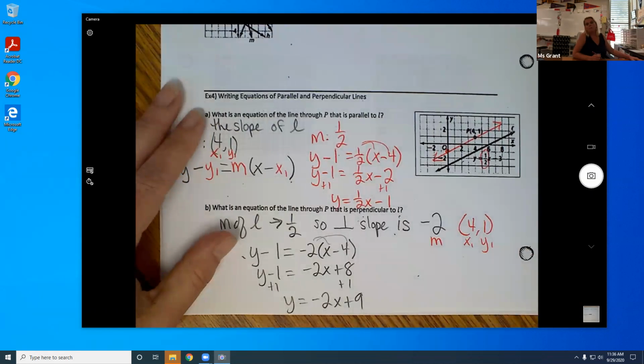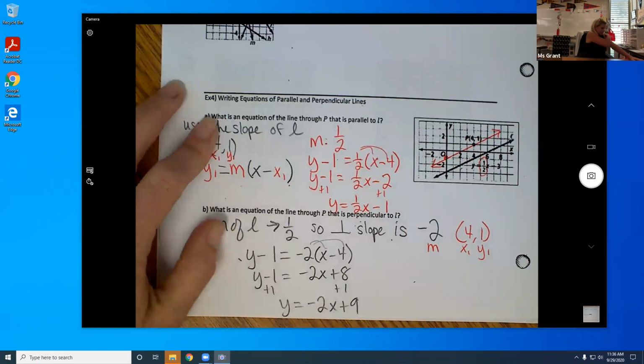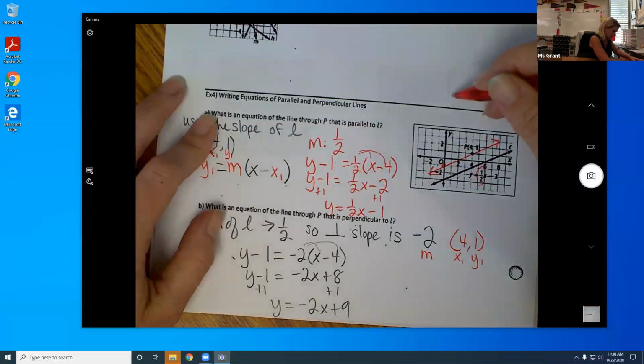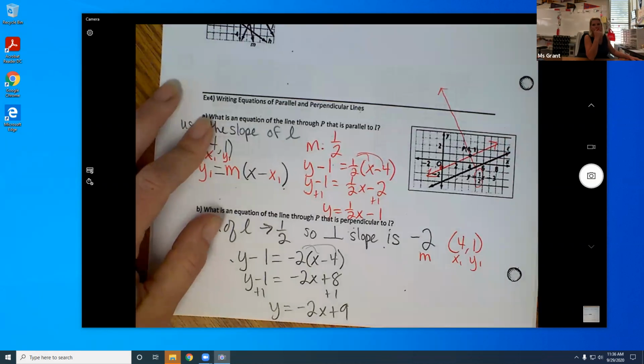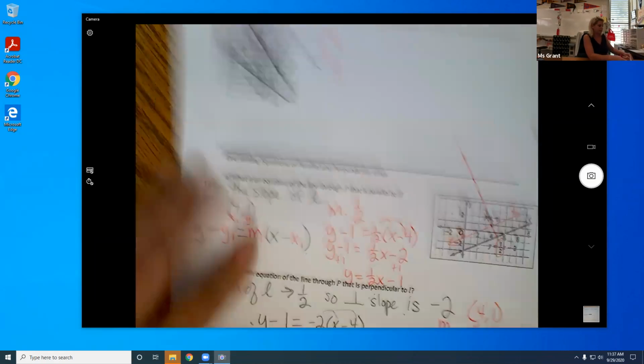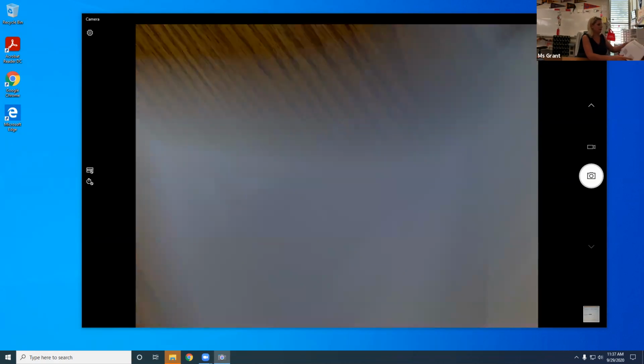So I worked it out. -2x plus 9 is the equation that's perpendicular, and I can't even get a y-intercept of 9 on my graph. It's, I don't know, way too high. Anyways, it'd be like a line that looks like this. Okay. Make sure you're good on these. I don't want you to go into pre-calc and not know how to do this.